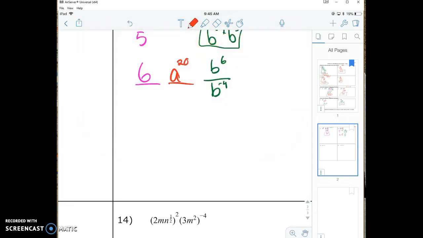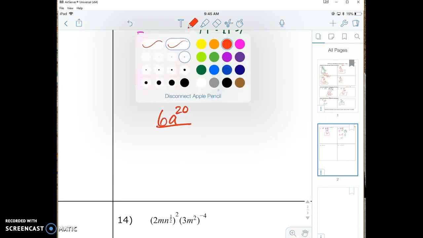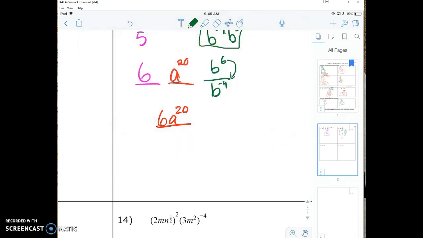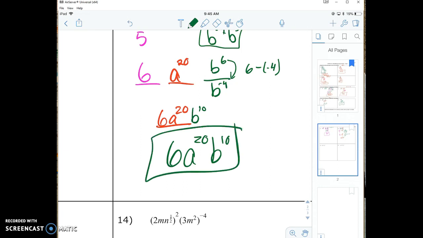Okay, I can simplify these more. I have 6 a to the 20th. Now I have division. Division means I'm subtracting these exponents. 6 minus negative 4 gives me b to the power of 10. So my final answer is 6a to the 20th, b to the power of 10.